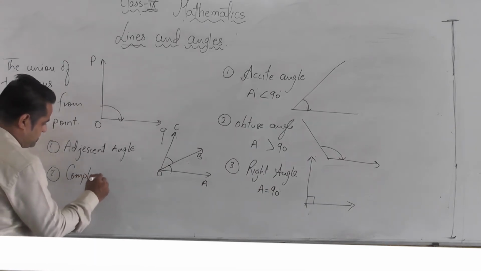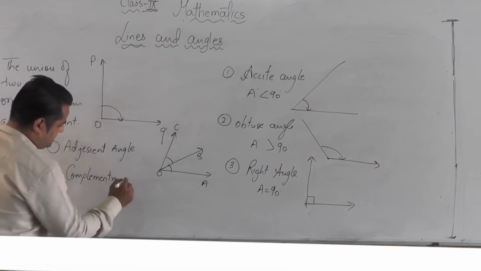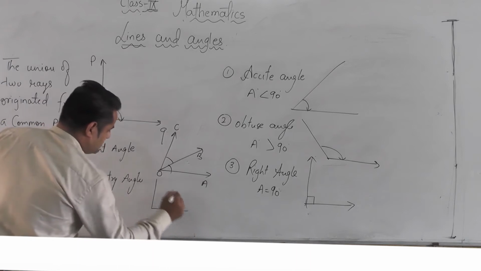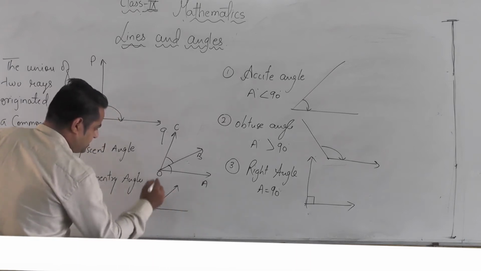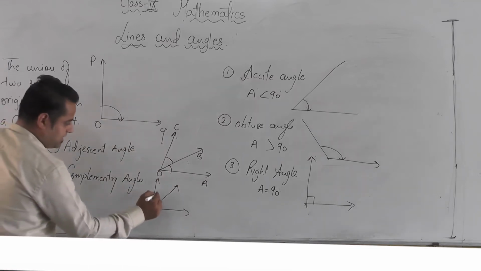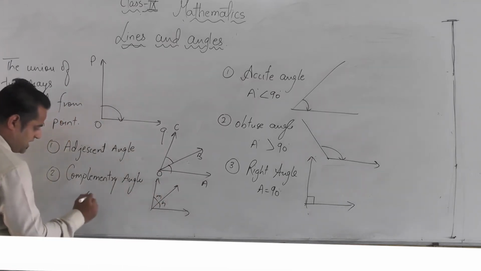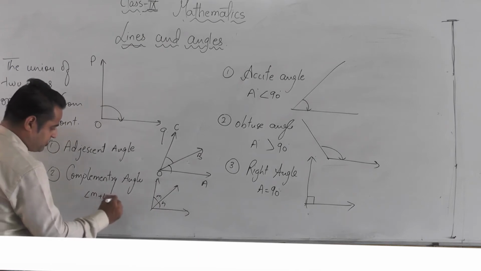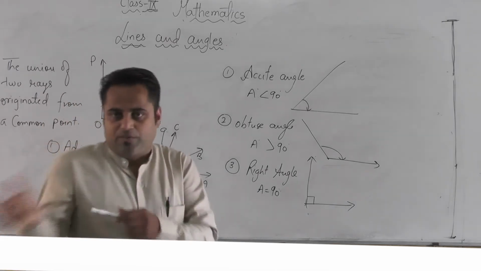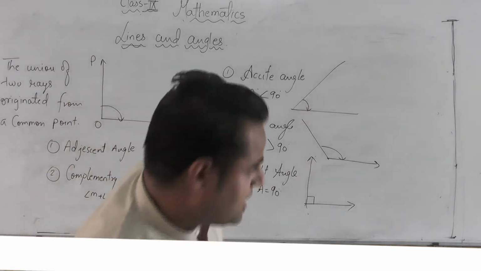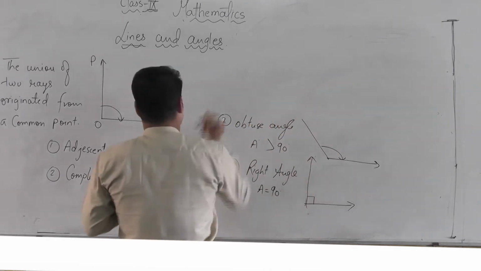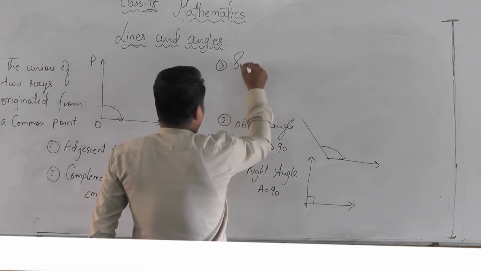Then complementary angles. The complementary angles are those whose sum is equal to 90. It's very easy. Like an angle M and angle N. If angle M and N together equal 90 degrees, then they are called complementary, or they are the complement of each other. There is another term which is called supplementary.